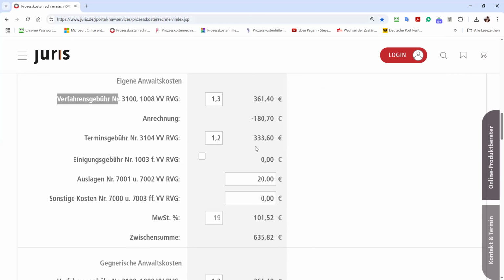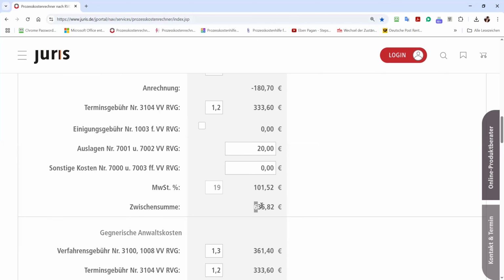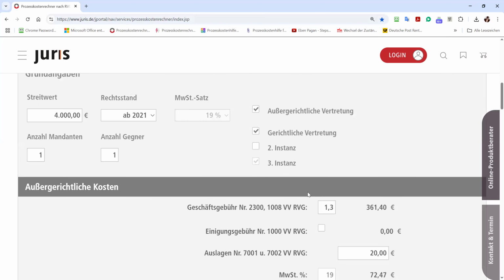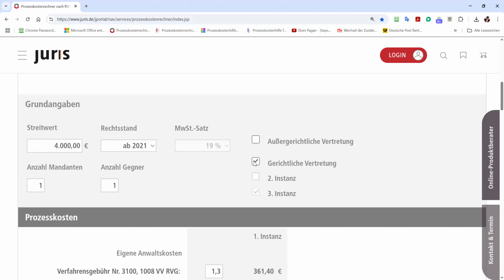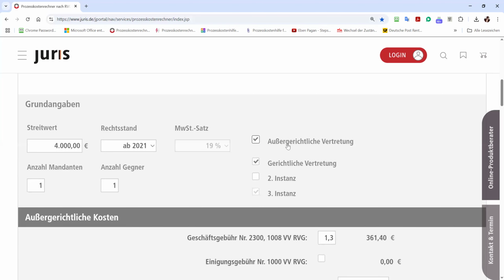And because of that, as you can see now, the attorney fees are reduced to 635 euro and 82 cents compared to the original 850 euro and 85 cents. Now, once again, to determine how much it would cost if you hired the attorney for out-of-court representation and then hire him again for court representation, you need to click both boxes: the gerichtliche Vertretung, which is the court representation, and also the außergerichtliche Vertretung, which is the out-of-court representation.